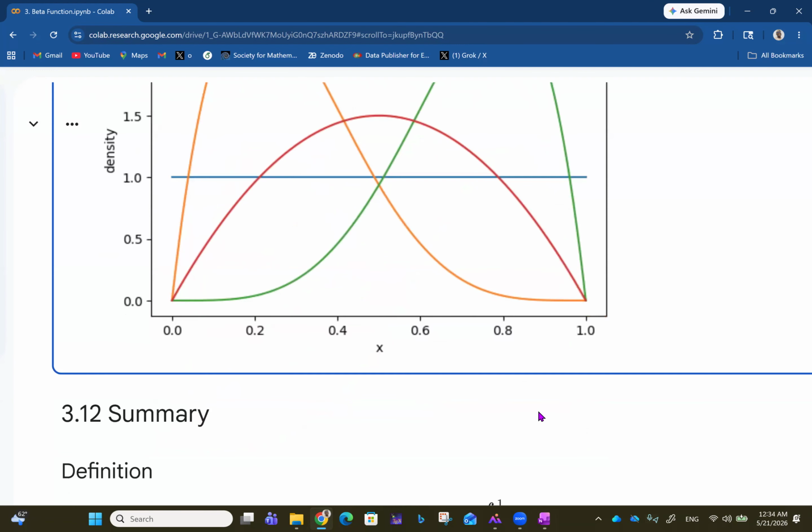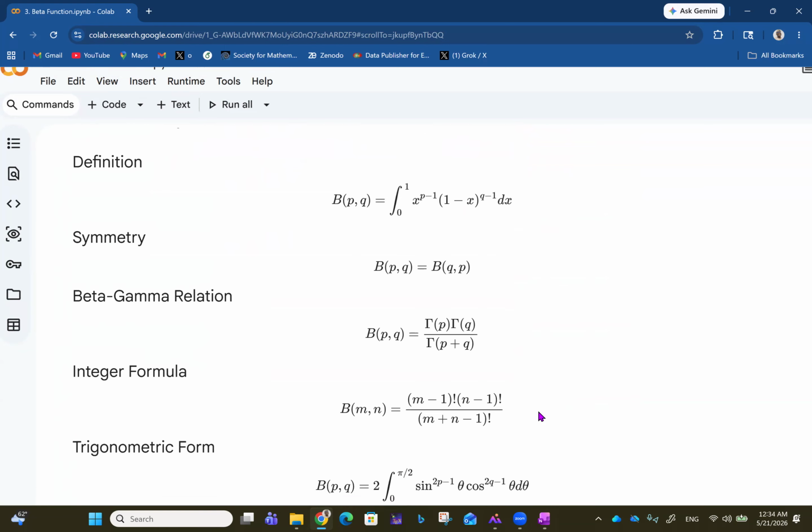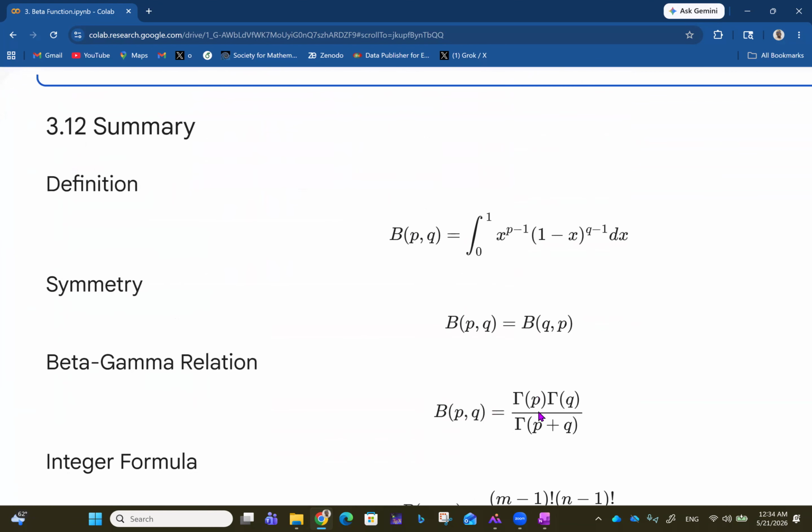That goes like that. So in summary, by definition, we say that the beta function is beta of p comma q equals integral from 0 to 1 of x raised to p minus 1 times (1 minus x) raised to q minus 1 dx. And it is symmetrical, meaning that beta of p comma q is equal to beta of q comma p. Then it's a beta gamma relation, which means that beta of p comma q is the same thing as gamma p gamma q all over gamma p plus q.